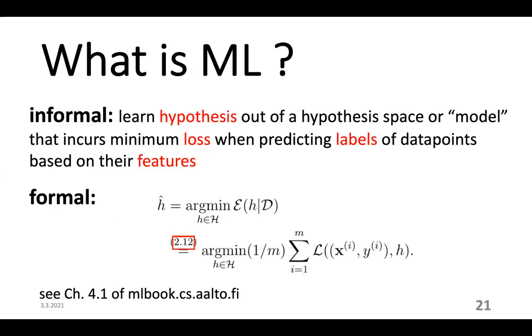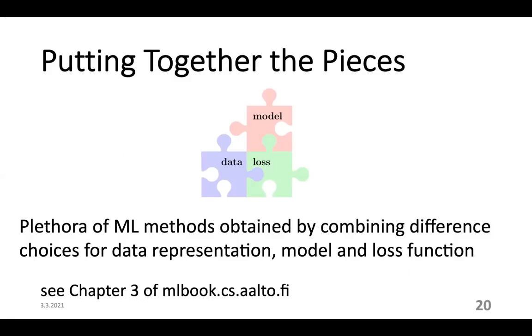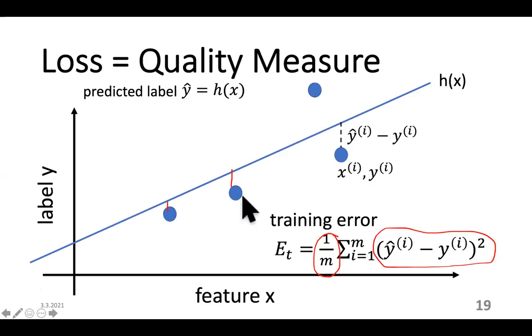Okay, but how do we combine those three components? Well, it's quite natural to choose the hypothesis H out of the model that has the smallest training error. I mean, this makes perfect sense. Find the linear, the straight curve here, for example, that gives the smallest average squared error. That's the key principle of most machine learning methods.